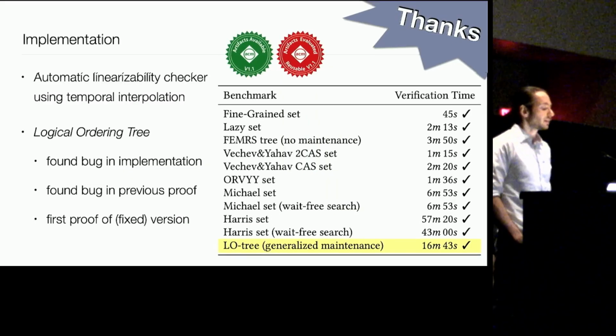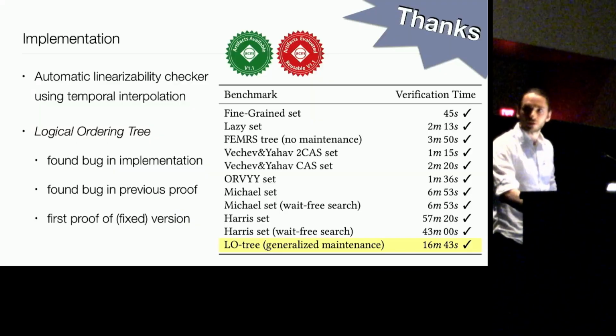Also, the reason for RDCSS is that there is this non-fixed linearization point, an impure non-fixed linearization point, and we cannot handle this. So at the moment, our proof system can only deal with pure non-fixed linearization points. We believe that you can extend it really easily to impure non-fixed linearization points, but we haven't done this so far.